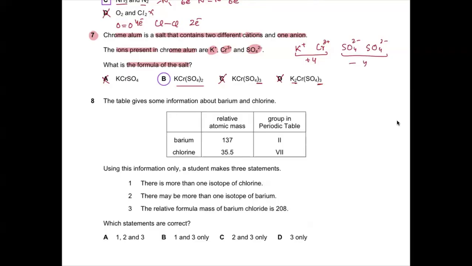Okay. Now, MCQ number 8. The table gives some information about barium and chlorine. They're giving you the relative atomic masses of barium and chlorine and their group in the periodic table. Use the information only. A student makes three statements. And what are the three statements?